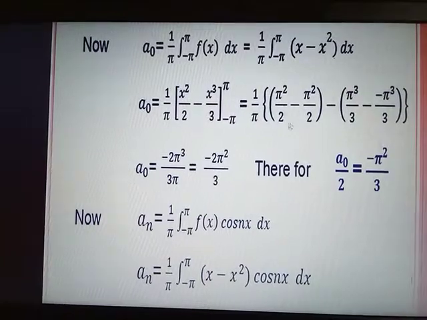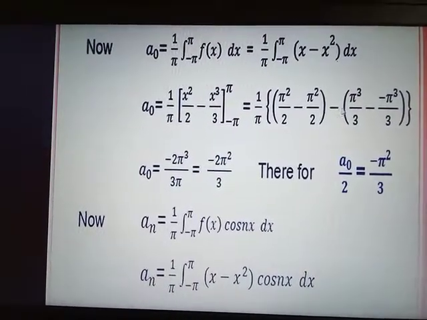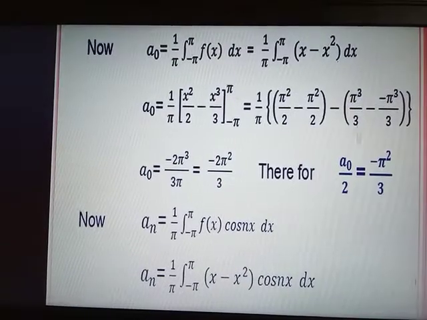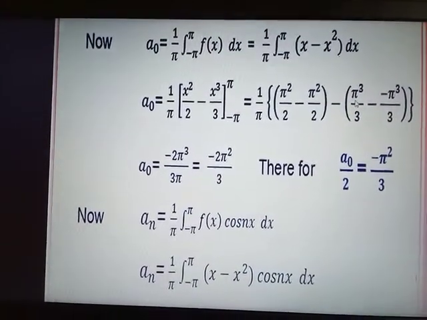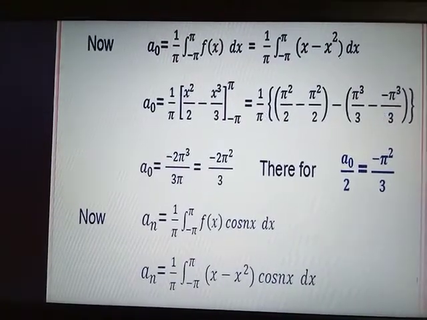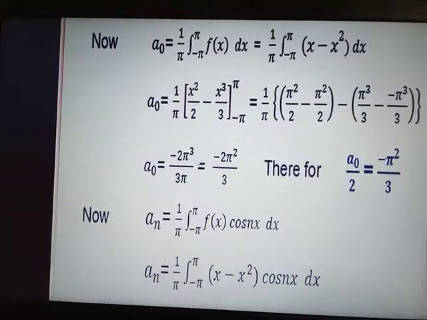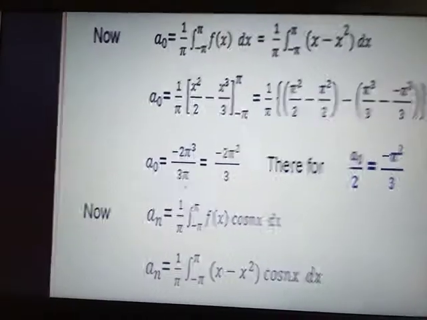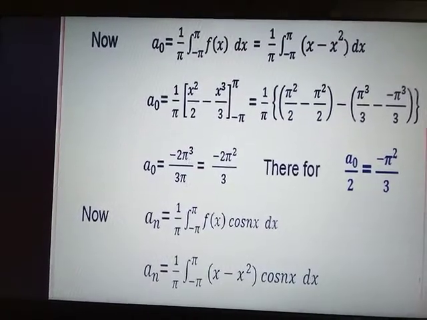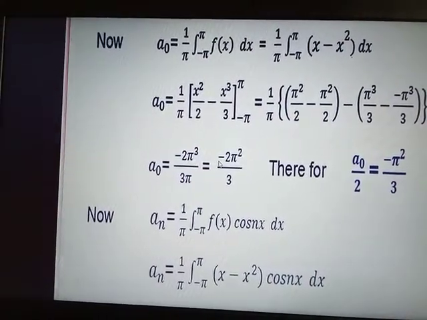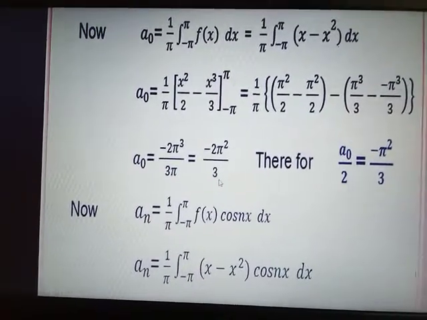First term will cancel, because pi square by 2 minus pi square by 2 is 0. Then minus of pi cube by 3, minus into minus plus, it will be pi cube by 3, it will be minus 2 pi cube by 3. Already we have here 1 by pi, therefore it is minus 2 pi cube by 3 pi. Then this denominator pi can cancel with one of the numerator pi. It will be minus 2 pi square by 3.